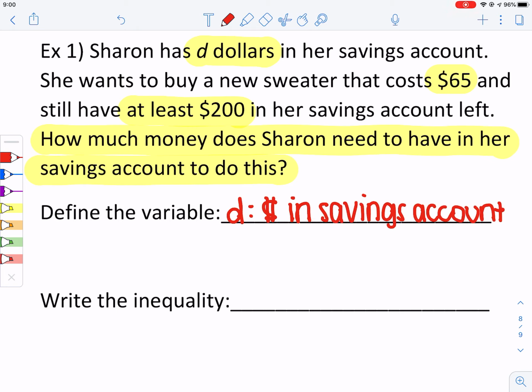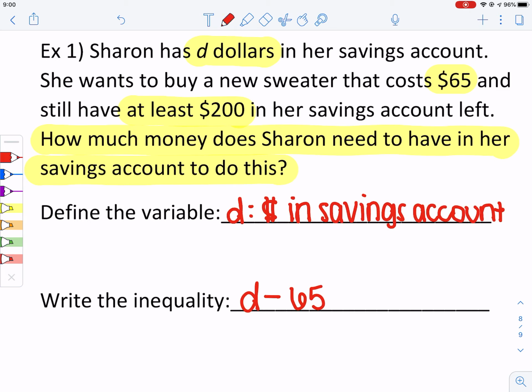So in her savings account, she starts with D dollars, and then she buys a sweater that costs $65. So if she started with D dollars, but then she buys a sweater, her bank account is going down by $65 because she's buying a new sweater. So when you buy something, you spend money or you lose money or your bank account goes down. So I know I need to subtract $65. And she wants this amount, because this is the amount in her savings account right now after she buys the sweater, to be at least $200.